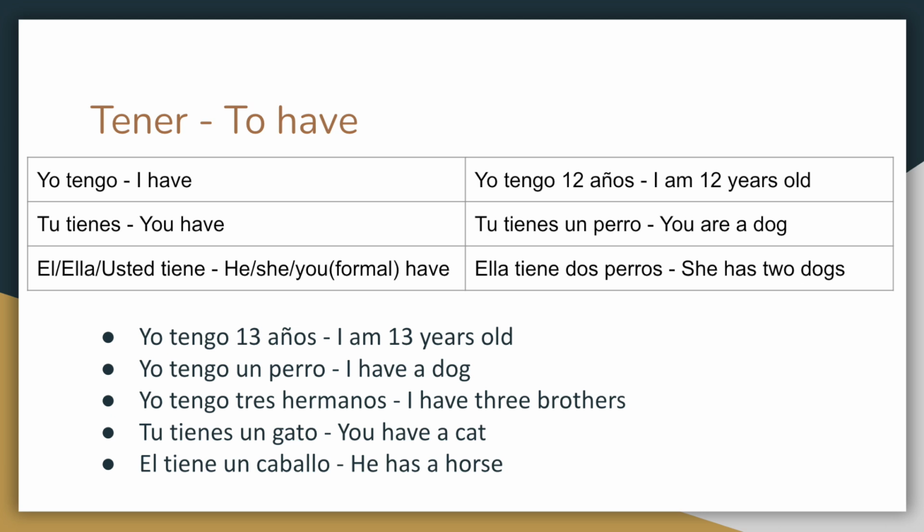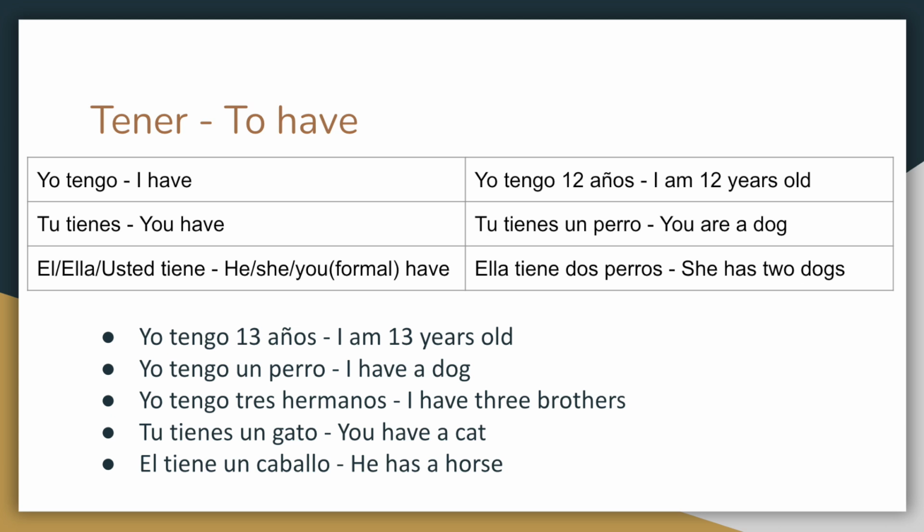But if I want to say you have a dog, I would use tú tienes un perro, because tú means you, and tienes is the pattern that goes with it. If I wanted to say she has a dog, I would say ella tiene un perro, because ella means she and tiene is the pattern that goes with it.